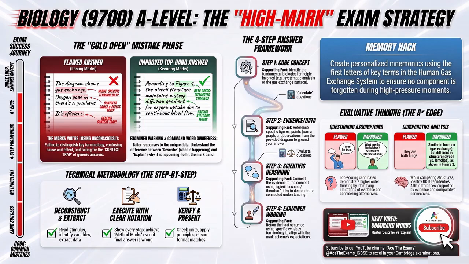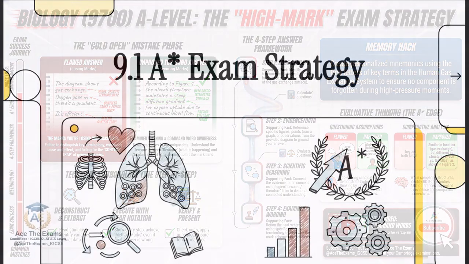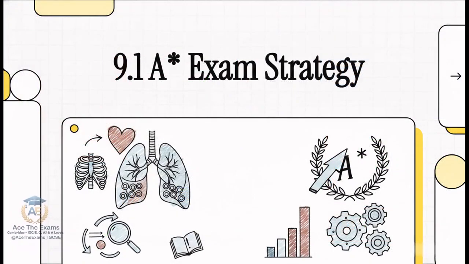Let's just cut right to the chase. The difference between sitting on a B and actually securing that A star in biology often comes down to how well you understand one specific thing: topic 9.1, the structure of the human gas exchange system. We are skipping the small talk today, because your grade boundaries are literally on the line.